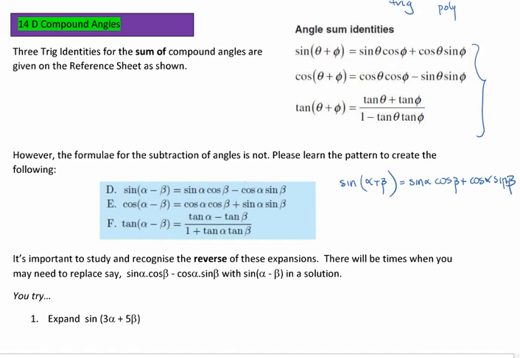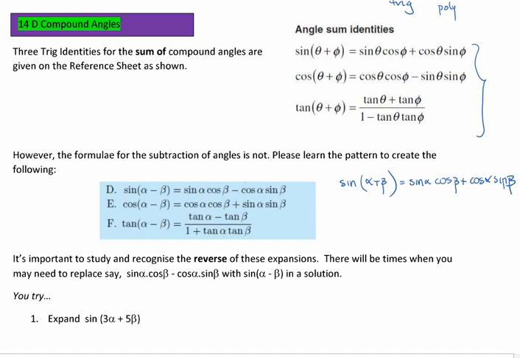Okay, so what is that? This is a compound angle because it's more than one angle or more than one thing happening to the angle. We've got the sum of angles. So it's saying that the sum of angles is equal to the product of sine of one and cos of the other, plus cos of the first one and sine of the second one.